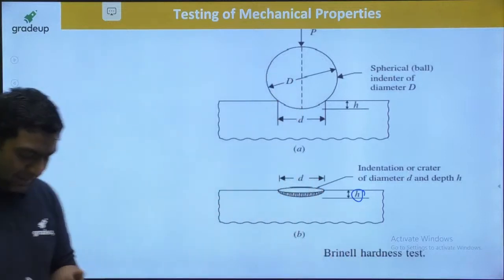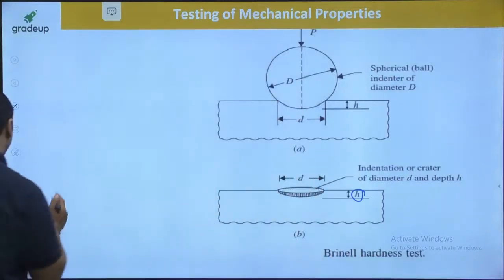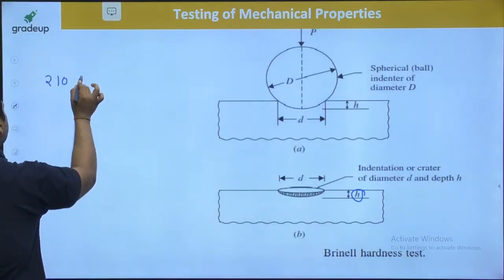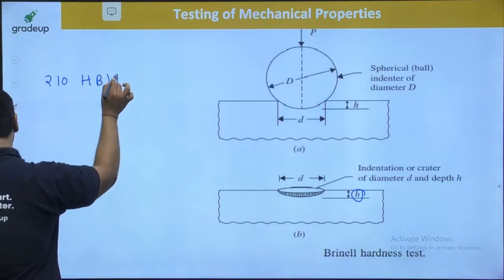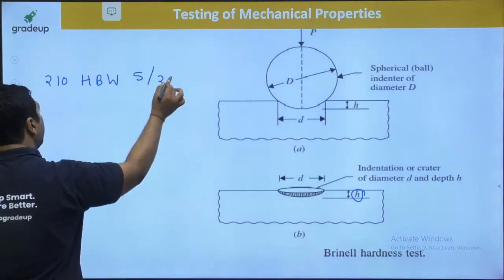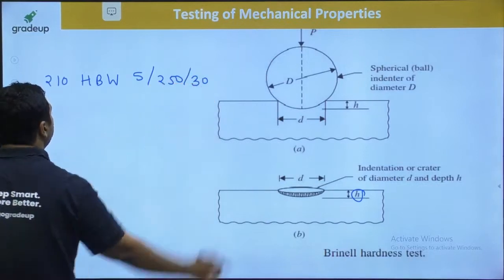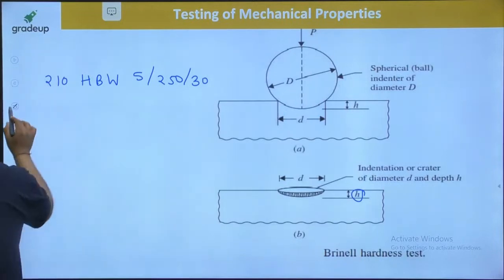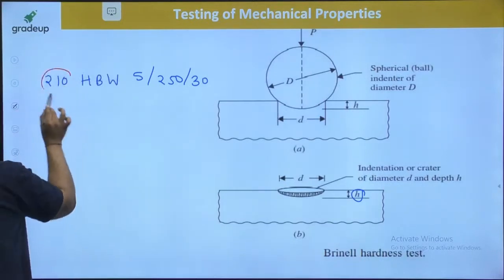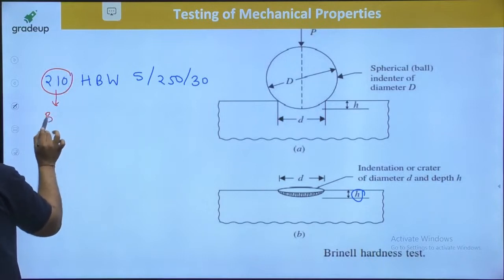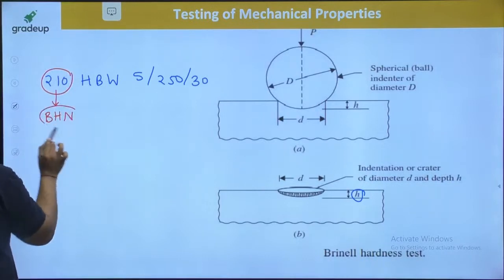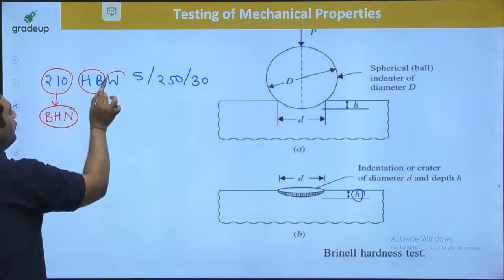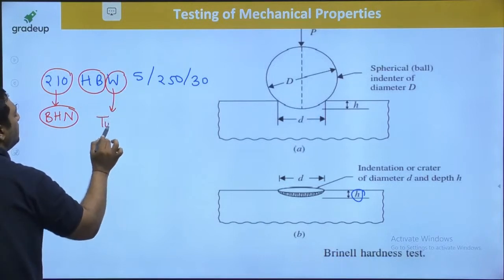Okay guys, and yes, I am going to write how the notation is given for the Brinell hardness test. If somebody is asking you how to show the notation of the Brinell hardness test, I am showing you that. This is how the Brinell hardness test notation is given. Here 210 is the Brinell hardness number. HB is for hardness Brinell. W is the material for which you are finding out, that is tungsten.